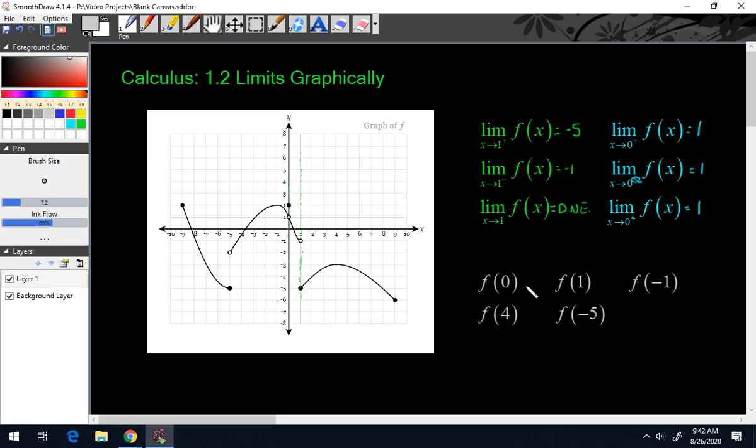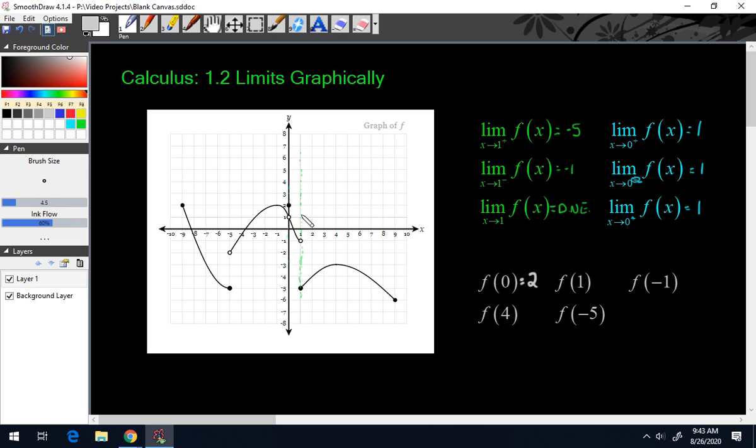So let's just review some stuff here. We've got f of 0. Where is this function defined at x equals 0? Where do we have a solid line or a solid dot? So right here at 0, where are we defined? Well, the limit was at 1, but it's an open circle. We're defined actually at 2. The point (0, 2) is actually a point on that graph.